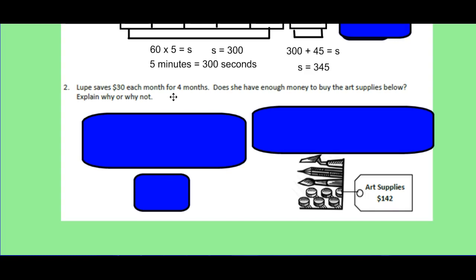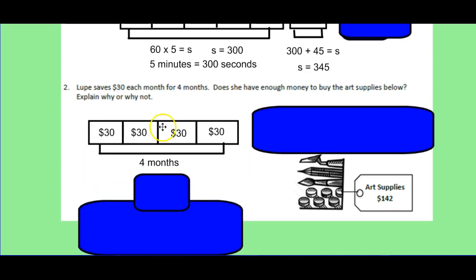And since we're trying to find out how much money she is making, let's go ahead and use the letter M whenever we're writing our equation that goes with our tape diagram. And then you need to tell me what M is equal to. So go ahead and draw your tape diagram, write your equation with the letter M, and tell me what M is equal to. Push play whenever you're ready to check it.